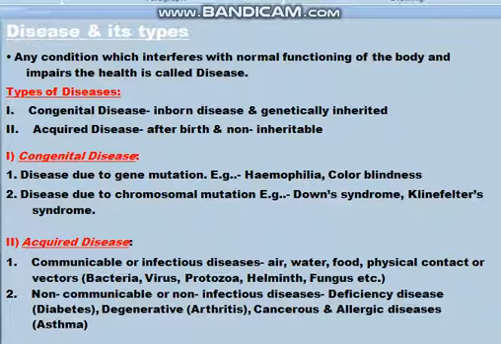And the second type of disease is acquired disease, which the person gets after birth in the environment. And these acquired diseases are not inherited in the next generation.